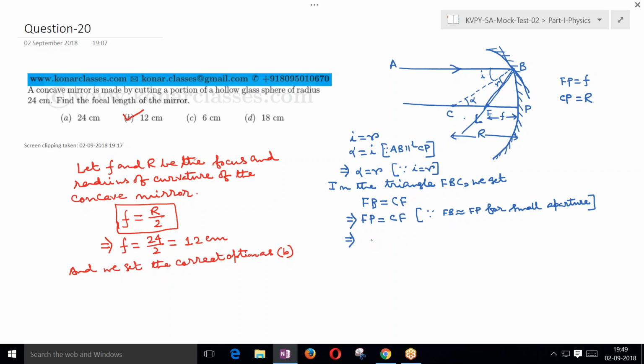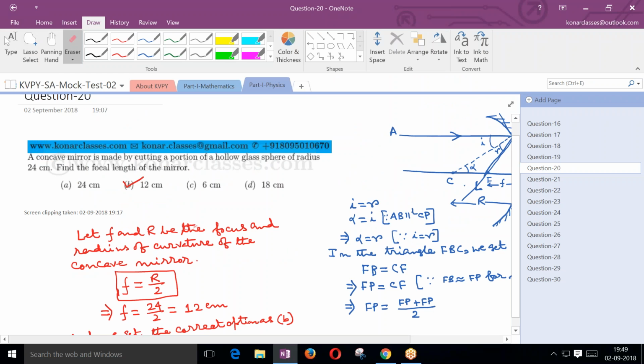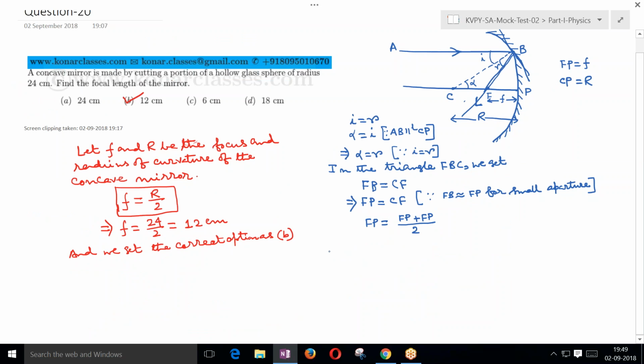So from there we can write FP is equal to, just for simplification, FP plus FP divided by 2, because 2 into FP by 2. Now here I would like to not imply it. From normal mathematics we can write FP is equal to FP plus FP by 2. So from here we can write FP is equal to, replacing one FP with CF, because FP equals CF, FP plus CF divided by 2.